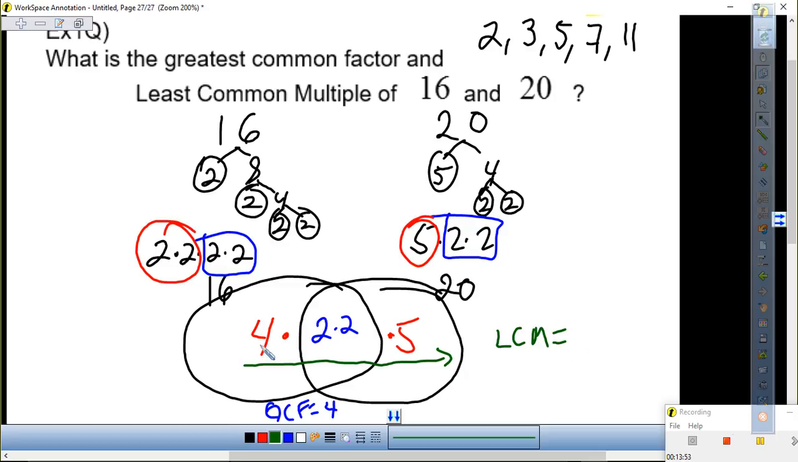Let's see. 4 times 2 times 2 times 5, 80. And how do we check our work? Let's see. What is 4 times 20? 5 times 16? 80. That is correct. Yes?